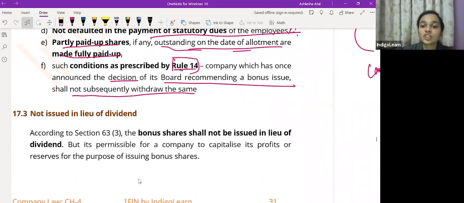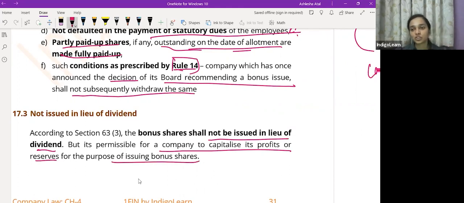It says bonus shares shall not be issued in lieu of dividend, but it's permissible for a company to capitalize its profits or reserves for the purpose of issuing bonus shares. So bonus issue is capitalization of profits. However, just because you're utilizing your profits for issue of bonus share, that does not give you a right to issue bonus shares in place of dividend. So bonus shares cannot be issued in lieu of dividend, that is in place of dividend instead of dividend. समझ में आया?